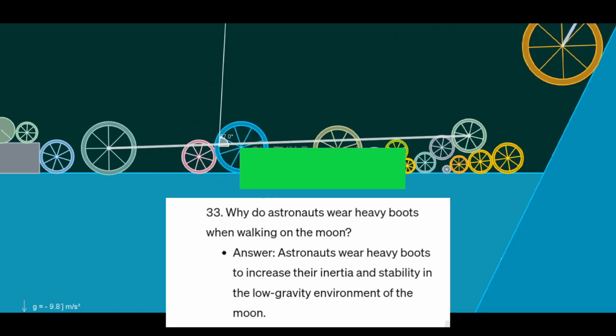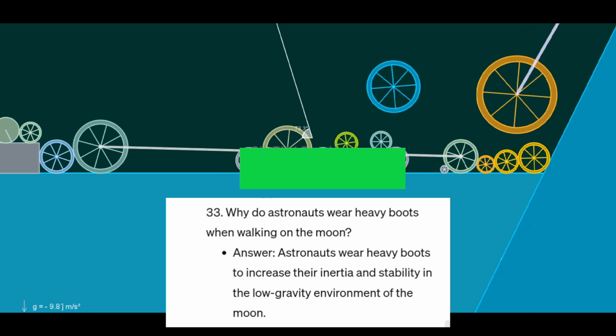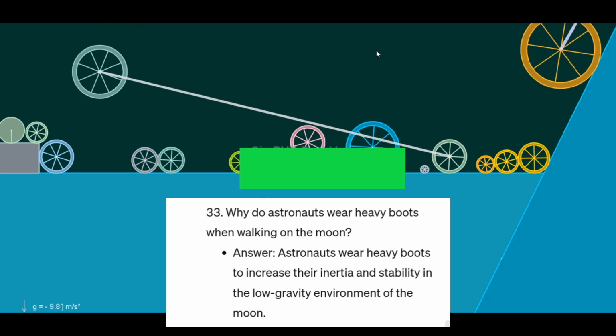Why do astronauts wear heavy boots when walking on the moon? Answer: astronauts wear heavy boots to increase their inertia and stability in the low-gravity environment of the moon.